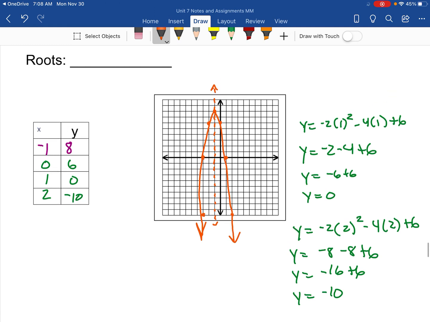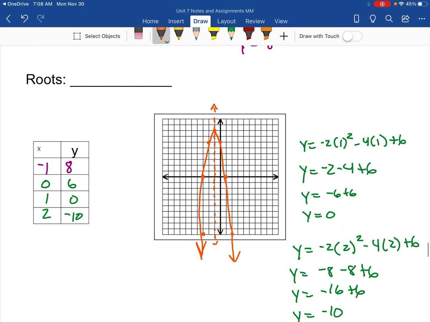And the last thing we need to do is identify our roots. So I have 1, 0 is a root, and negative 3, 0 is a root, where it crosses the x-axis, the roots, the solutions, okay?